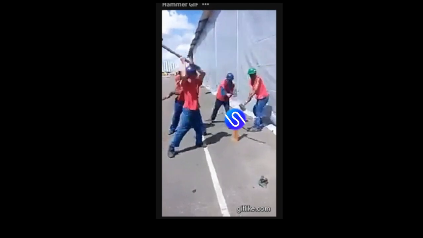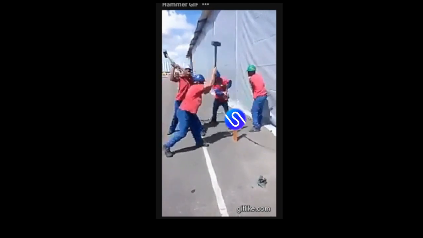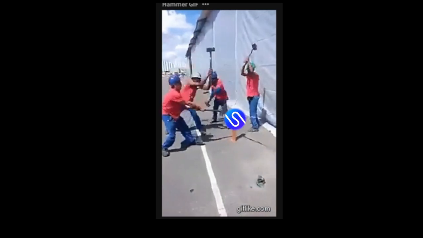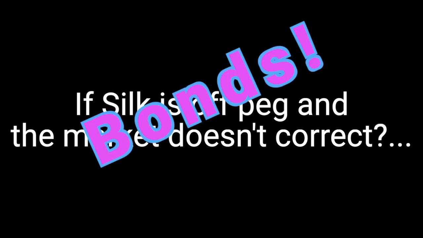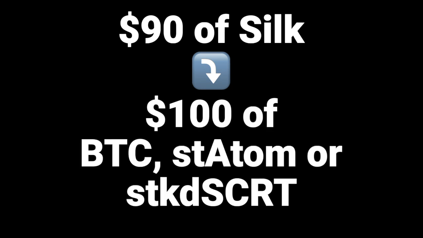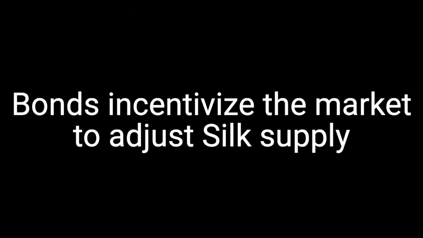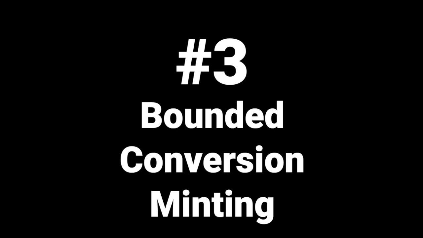Let's say, for example, that Silk has been widely adopted. The supply is quite large, but it's been off peg at $1.02 for a few weeks. And for whatever reason, arbitrage hasn't brought it back to peg. One way to bring it back to $1.05 would be by reducing the circulating supply of Silk. So the DAO might say, sell us $90 worth of Silk and we'll give you $100 worth of secret wrap BTC or staked atom or staked secret. And the market, in turn, is incentivized to buy these assets at an attractive discount, which will reduce Silk's supply and then bring the peg back to where it needs to be. So that's bonds, second stability mechanism. The third mechanism we'll take a look at is bounded conversion minting, or BCM for short.